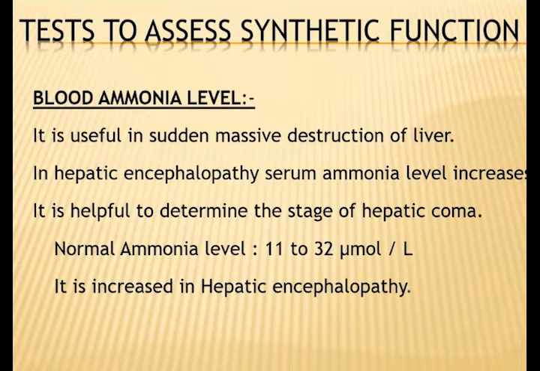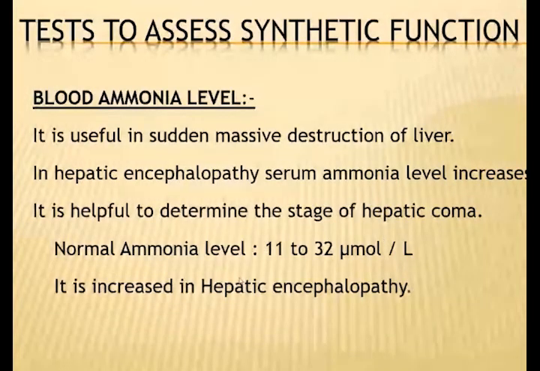So for that, you should know the normal ammonia level. The normal ammonia level in the body is 11 to 32 millimole per liter. All the normal levels you should be mugging up, because they may ask this in the MCQs. They will put different values and ask you to find the ammonia level. So 11 to 32 millimole per liter. It is increased in hepatic encephalopathy.